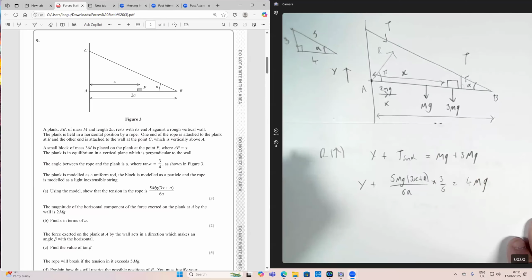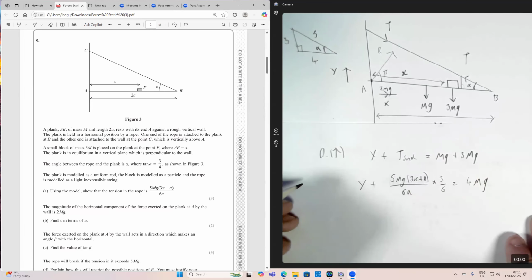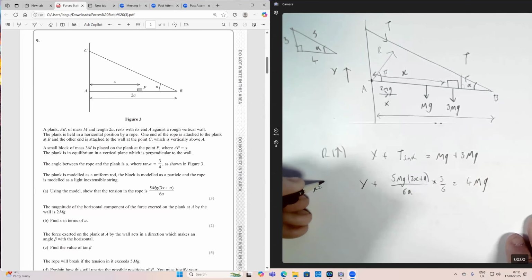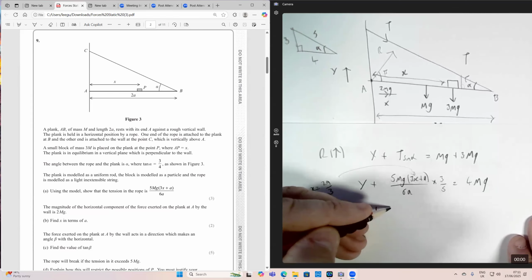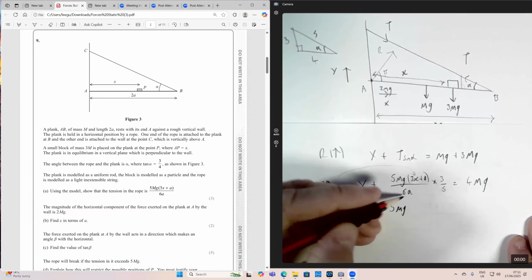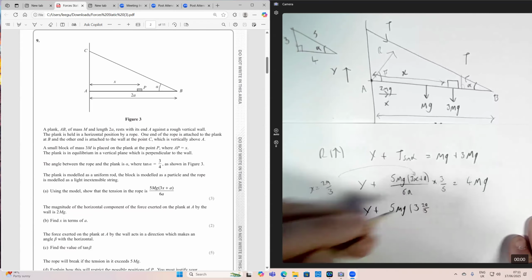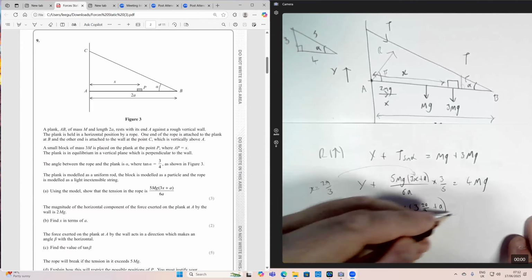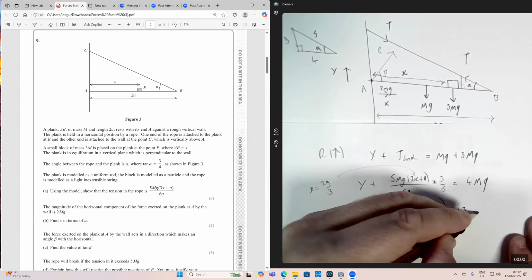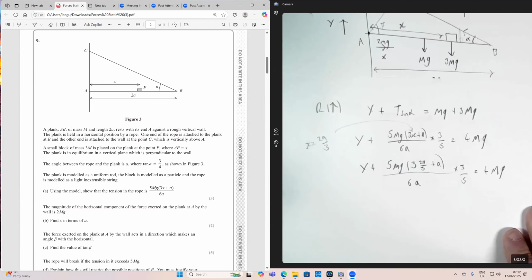Remember that this x we've just previously found was equal to 2a over 3. So I think we ought to sub that in there as well. So Y, plus 5mg times (3 times 2a over 3, plus a), all over 6a, times 3/5, is equal to 4mg. So let's see what we can cancel out from here now.